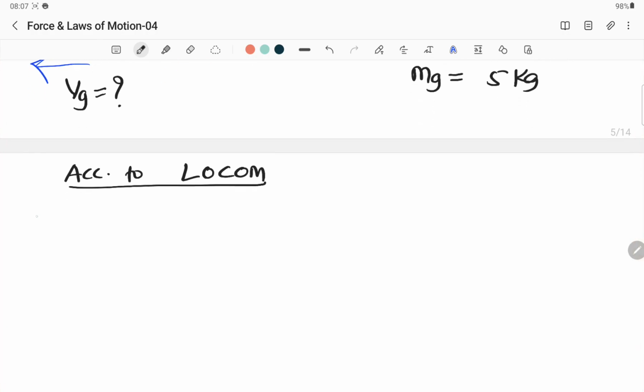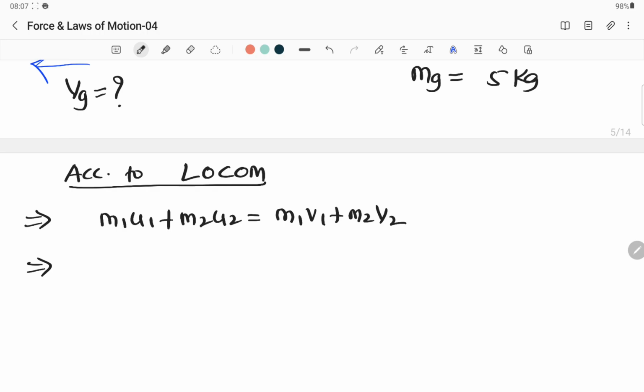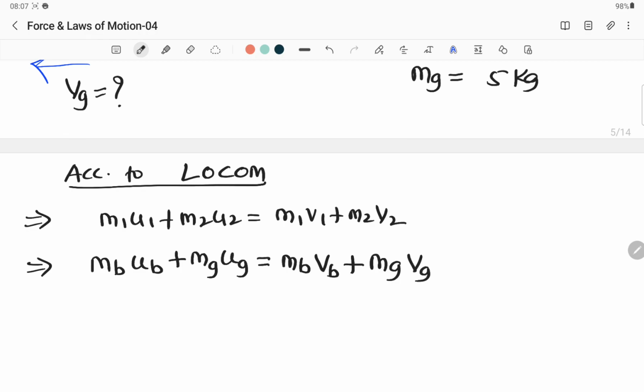According to the law of conservation of momentum, we can say that m1 u1 plus m2 u2 is equal to m1 v1 plus m2 v2. Now you must be thinking, sir, what is m1 u1? M1 means you first take the bullet, so mb ub. mb means mass of the bullet and ub means initial velocity of the bullet, plus m2 means you take it as mg, mass of the gun, into ug, initial velocity of the gun. Again, m1 means the same mb, into instead of v1 we take vb, plus m2 is mg and v2 is vg. I hope you understood this concept I have explained here.